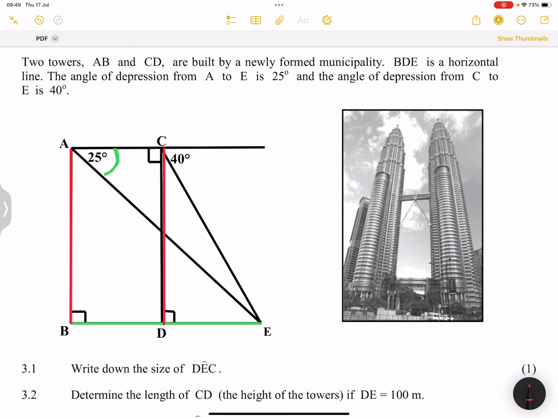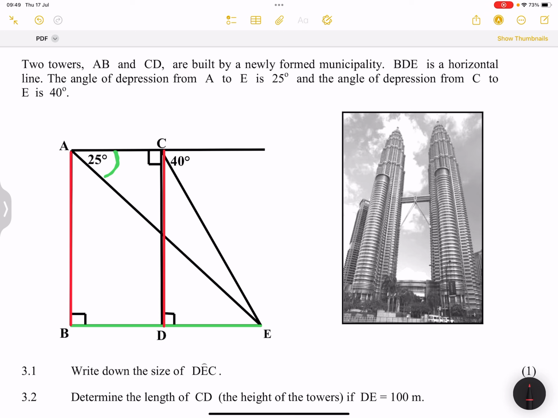Now they say to us, write down the size of DEC. So DEC, we're looking at this angle over here. So notice we've got two horizontal lines that are parallel to each other. So what does that say? That those would be alternating angles, right? So it means that DEC should be equal to 40 degrees, and that is because of alternating angles being equal.